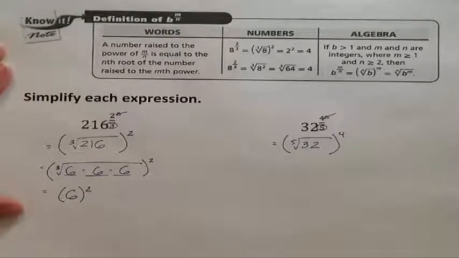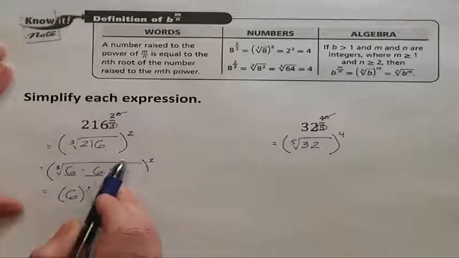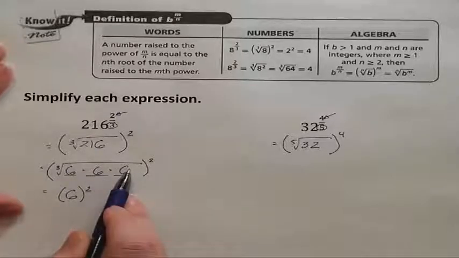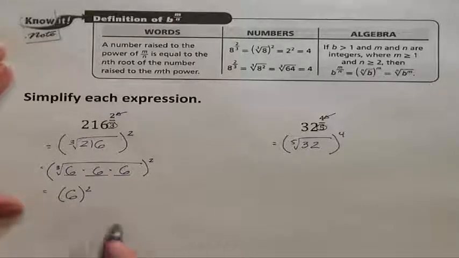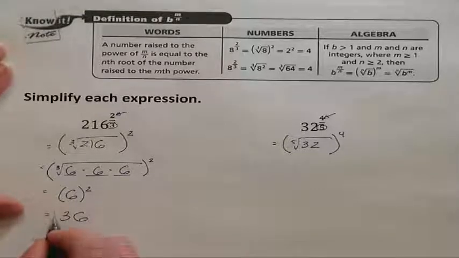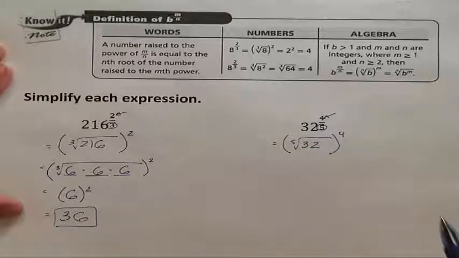Order of operations, so I had to do the inside of the parentheses first. I did the inside of my parentheses first. Now I can go ahead and do my exponents. What is 6 to the second power? 6 to the second power is 36. And I'm done.